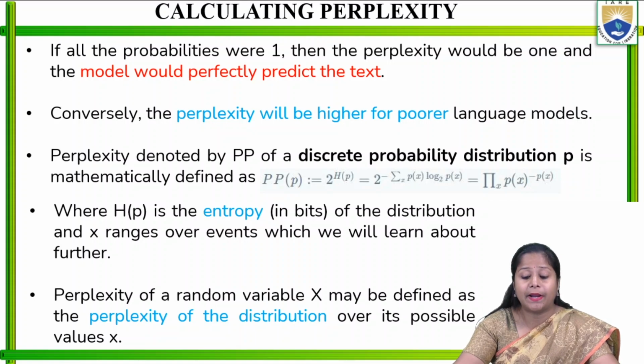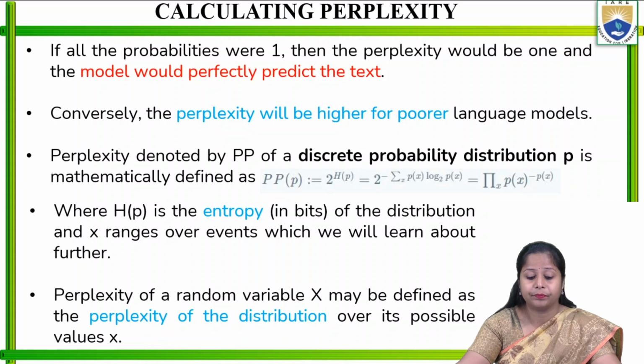Conversely, the perplexity will be higher for a poor language model. That is vice versa. Whenever we have a higher probability, we get lesser perplexity if the language model is working fine. If our language model is not working fine, our perplexity will be high and we will get less probability. So that language model is not working fine.